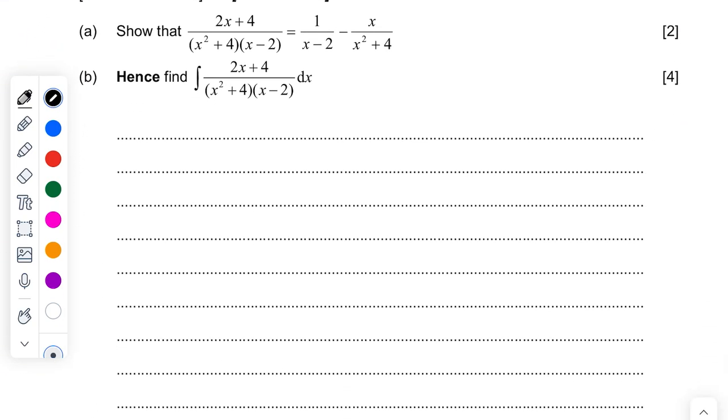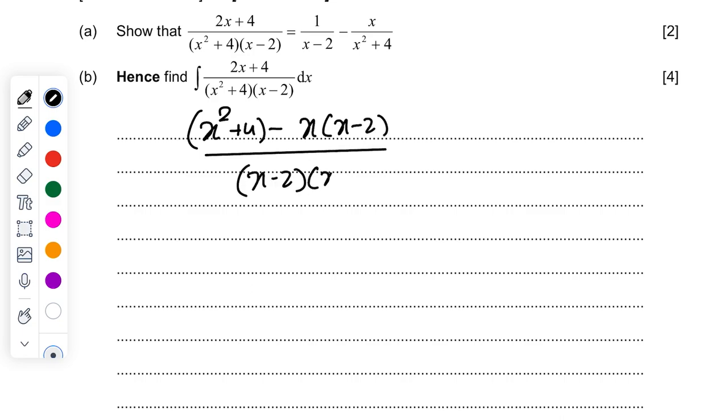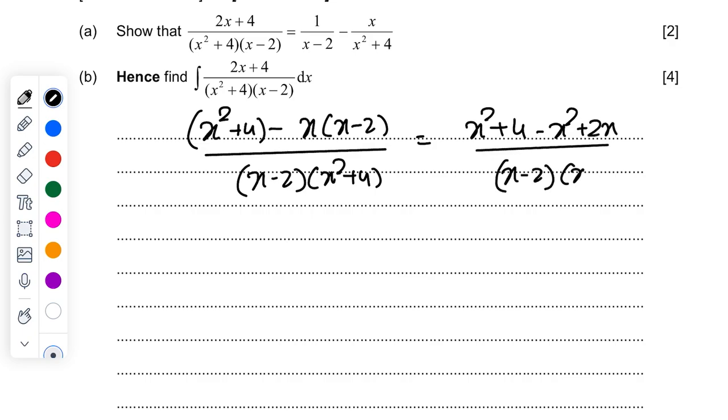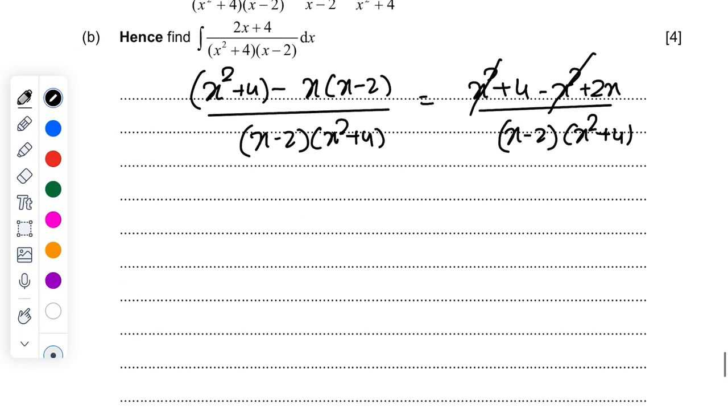Question number 34. Show that both are equal. So take the left hand side. It becomes x square plus 4 minus x times (x minus 2), divided by (x minus 2) times (x square plus 4). So what does that become? x square plus 4 minus x square plus 2x, divided by (x minus 2) times (x square plus 4). x square gets cancelled and we can see that it is 2x plus 4 upon x square plus 4, plus x minus 2. Now the integral of this one.